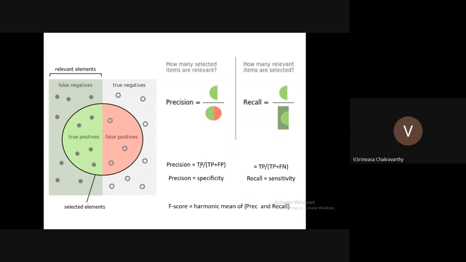So precision is defined as true positive divided by true positive plus false positive. Recall, or sensitivity, is defined as true positive divided by true positive plus false negative. A good system should give high values of both precision and recall. That is indicated by the F score, which is a combination of these two, given as the harmonic mean: 2 divided by (1 by precision plus 1 by recall).